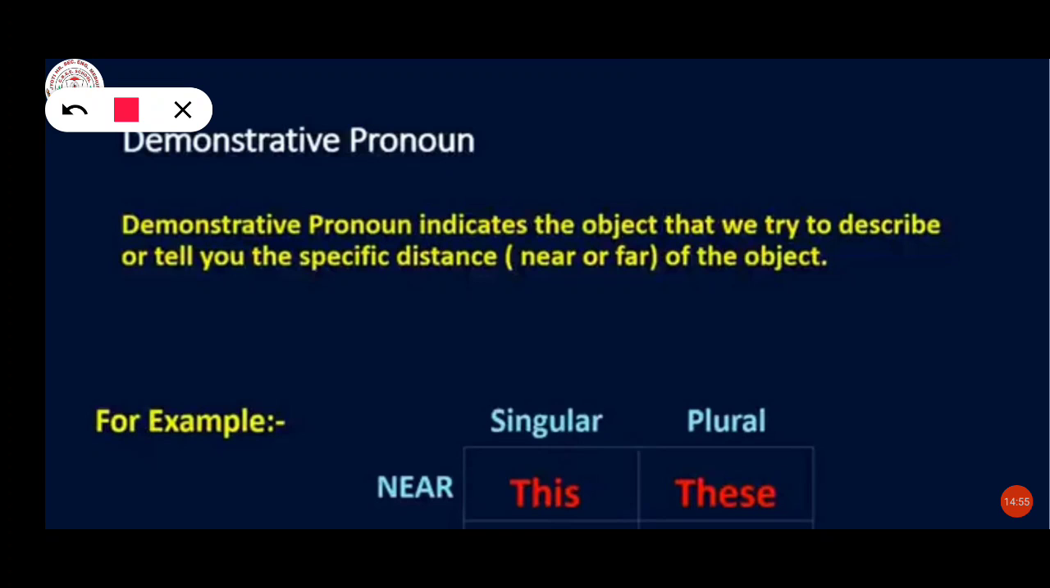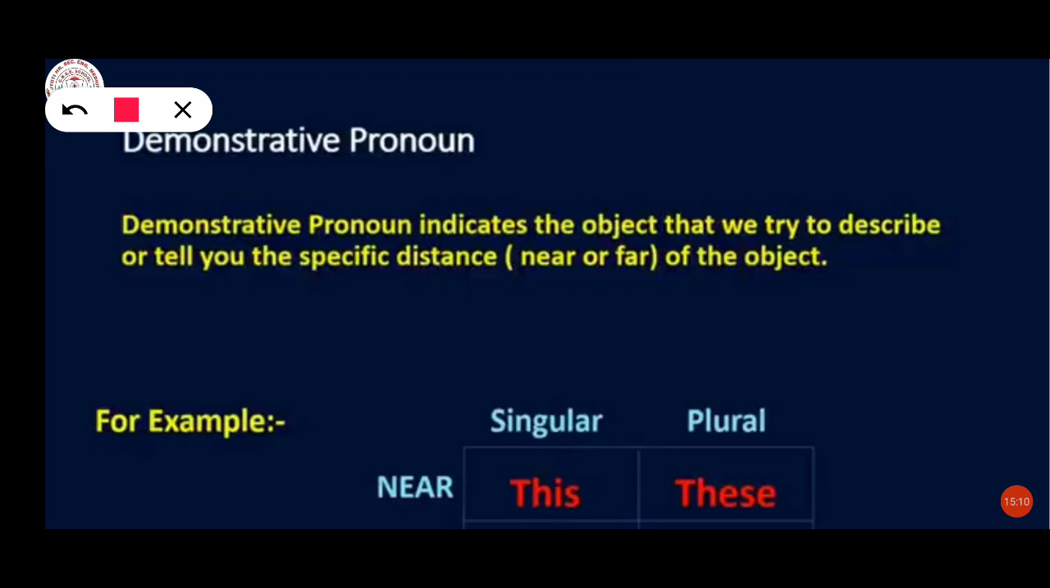Here now, if we are using a demonstrative pronoun, it means we are talking about the distance of things, whether they are near to us or far from us. It means we are talking about an object that is near or far to us.